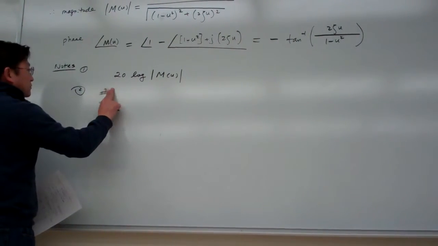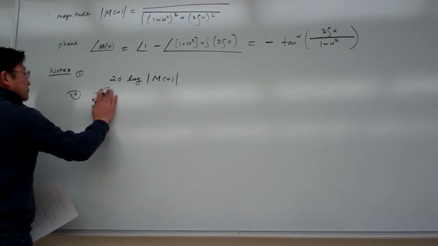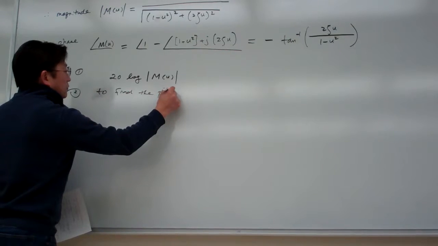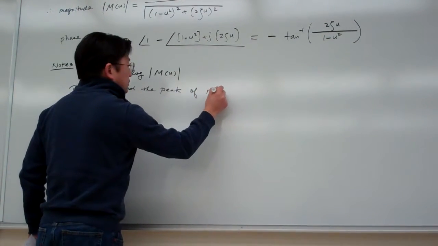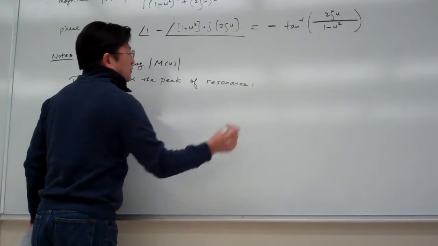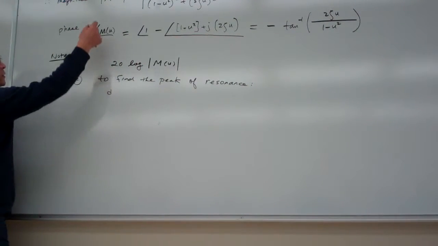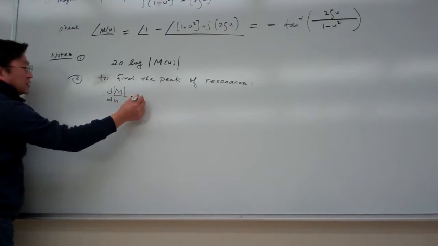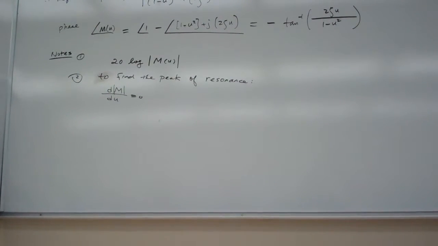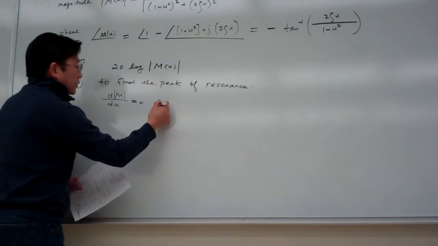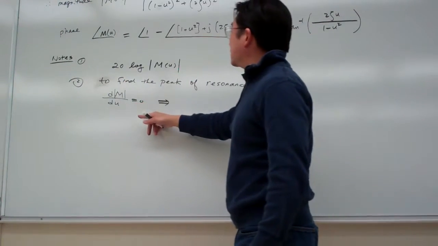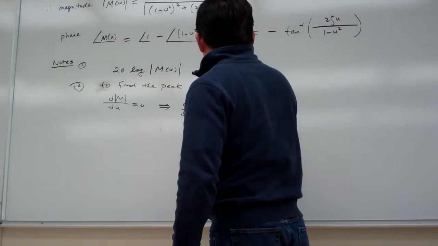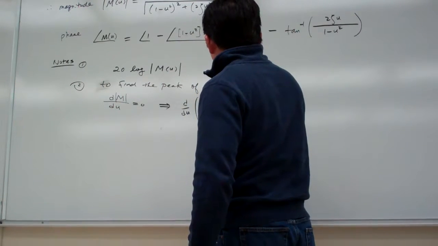So the second one is this. We simply want to find the peak of resonance. Then we can try this. We take the derivative of the magnitude with respect to u and set it equal to 0, because we're looking for the maximum value there. So from here, if we take this equation and do the derivative carefully, then basically, let me write one more time, u, and we take this one, 1 minus u squared.